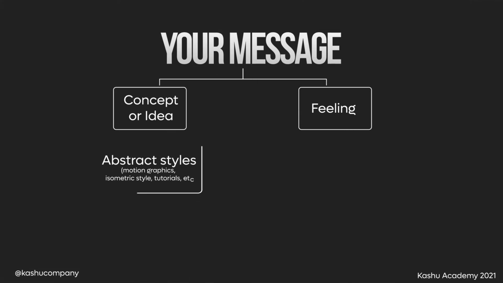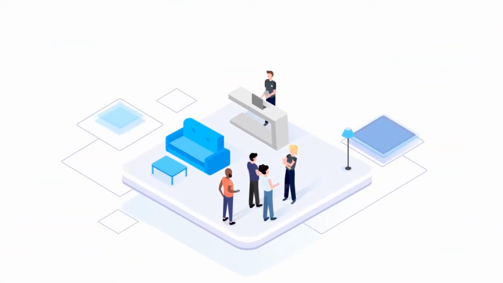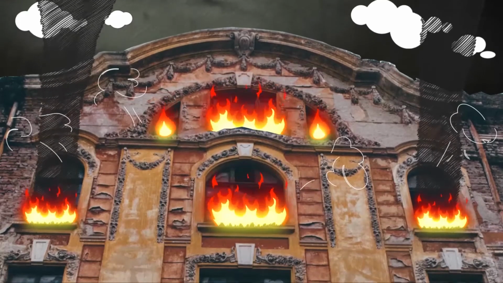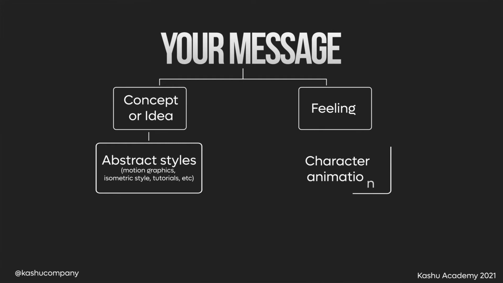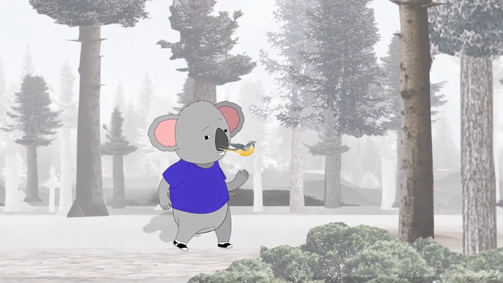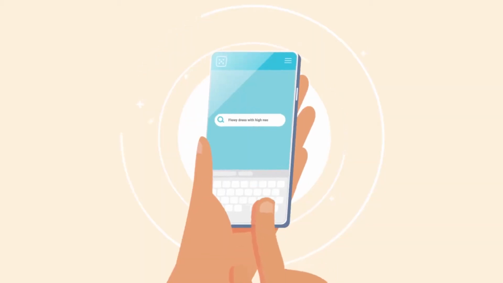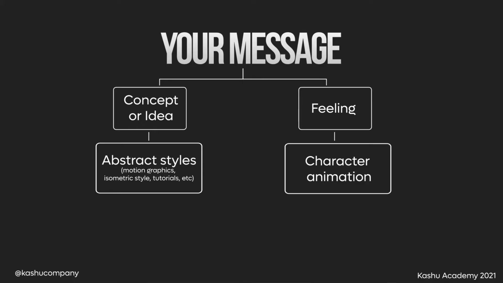So, to go back to our graph, if you want to show the general concept, it is better to use more abstract styles, isometric style, motion graphics, or even mixed media. And if you want to focus on viewers' problem and your solution, then a character animation would be perfect. Most of our character animations include motion graphic sections too, so don't be afraid to mix the motion graphics with character animation. The next question you need to ask yourself is how complex your product or service is.